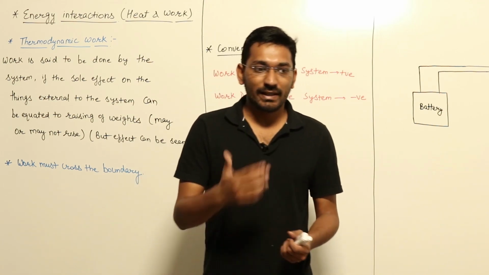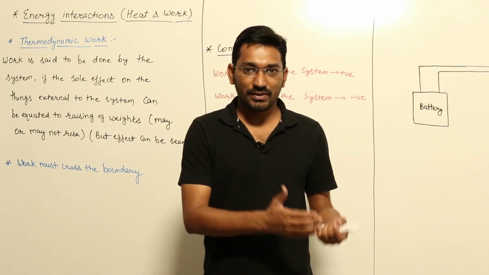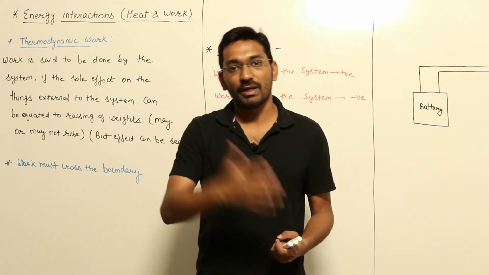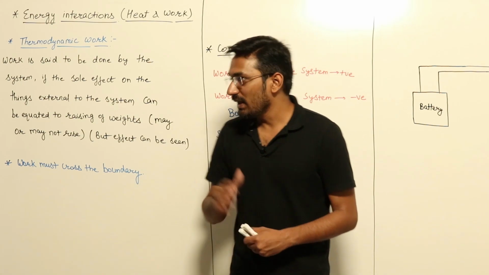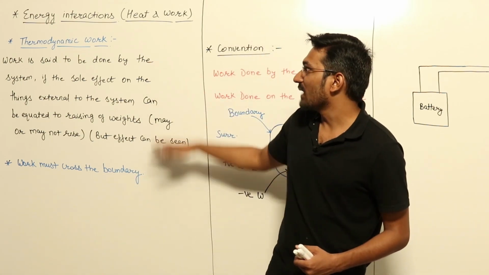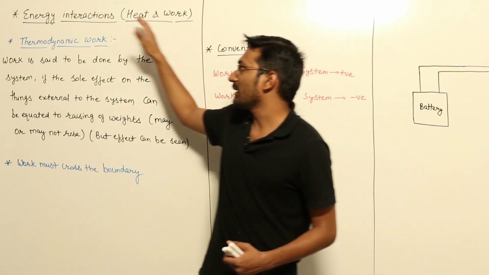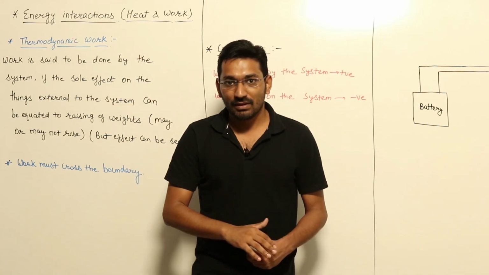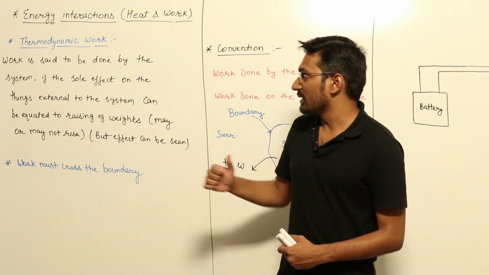So how heat and work in different processes are transferring from system to surrounding or from surrounding to system, we have to study in this chapter: how heat and work, that is the energy, are interacting with the system and surrounding. Right. First of all, we'll start with work.